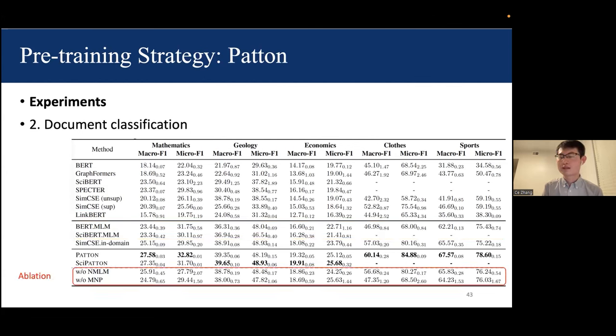Finally, we also do ablation here. We respectively remove masked language modeling and node prediction from the complete model and see if the performance drops. And there is indeed a decrease in performance. The decrease means each individual pre-training objective is useful, so by combining both of them, we can further improve the performance.